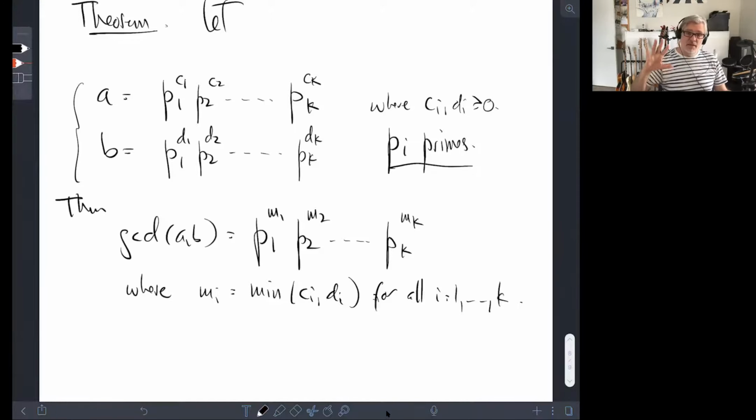But again, this is assuming you know the decomposition, right? Finding decompositions for big numbers is not efficient. That's not the right way to do it, okay?